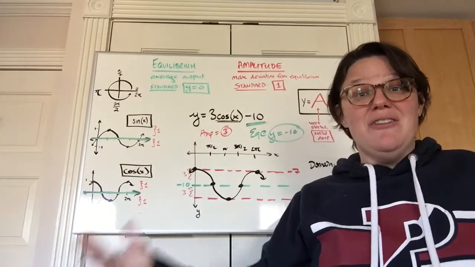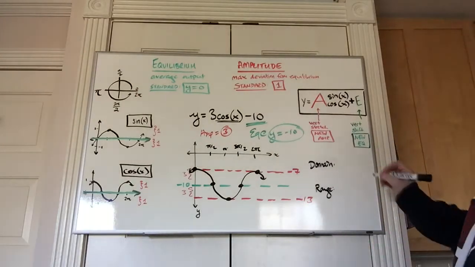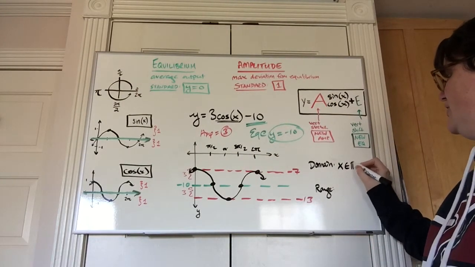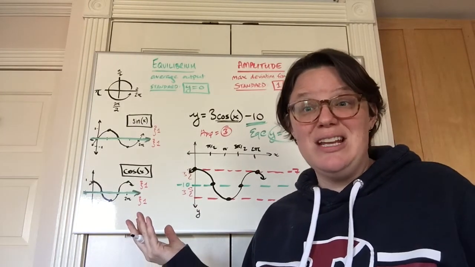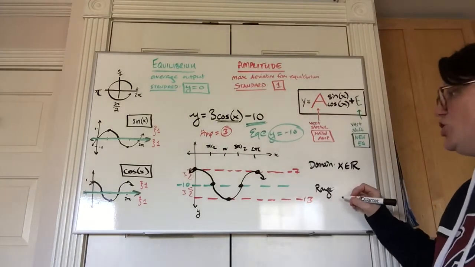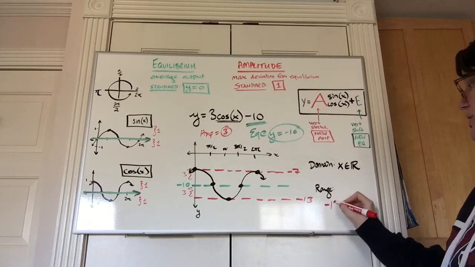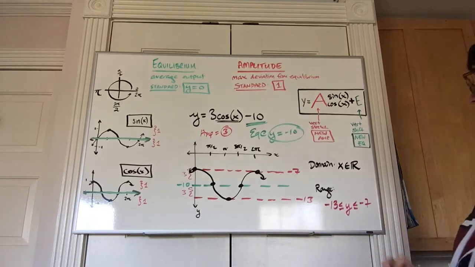You can take the cosine of every angle ever, because we have positive angles, negative angles, coterminal angles. Every angle, you can take its cosine. So that's always going to be x is an element of the set of real numbers for sinusoids. You can take the sine or cosine of anything. And then range is always bottom to top. So I said my lowest y was negative 13. My highest y was negative 7.